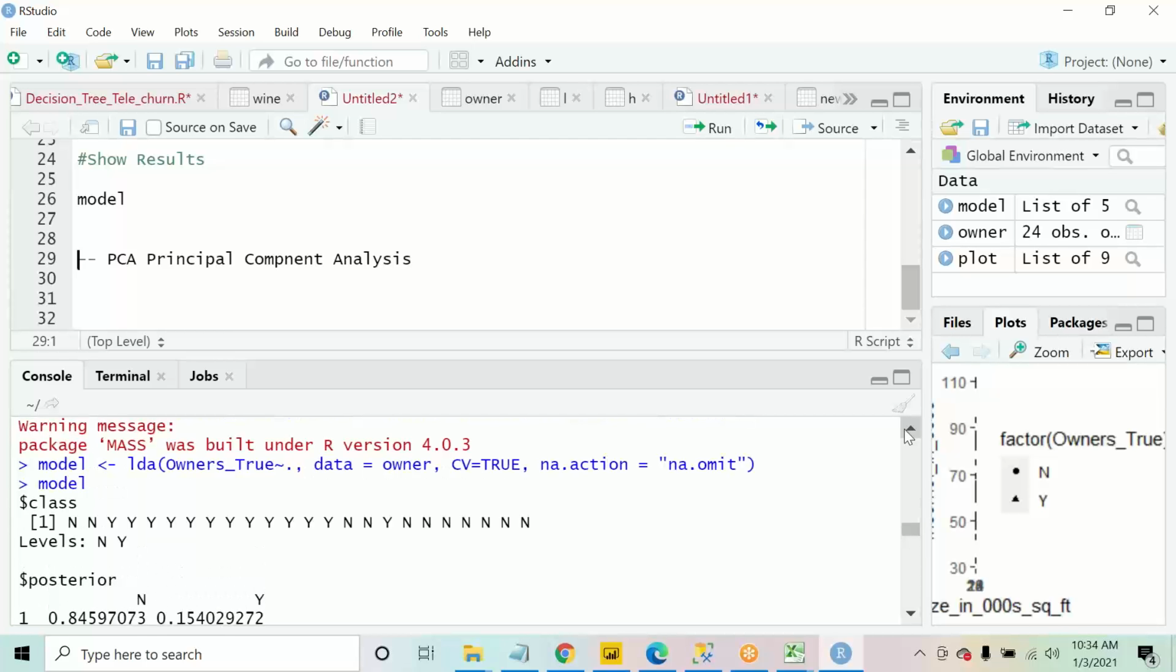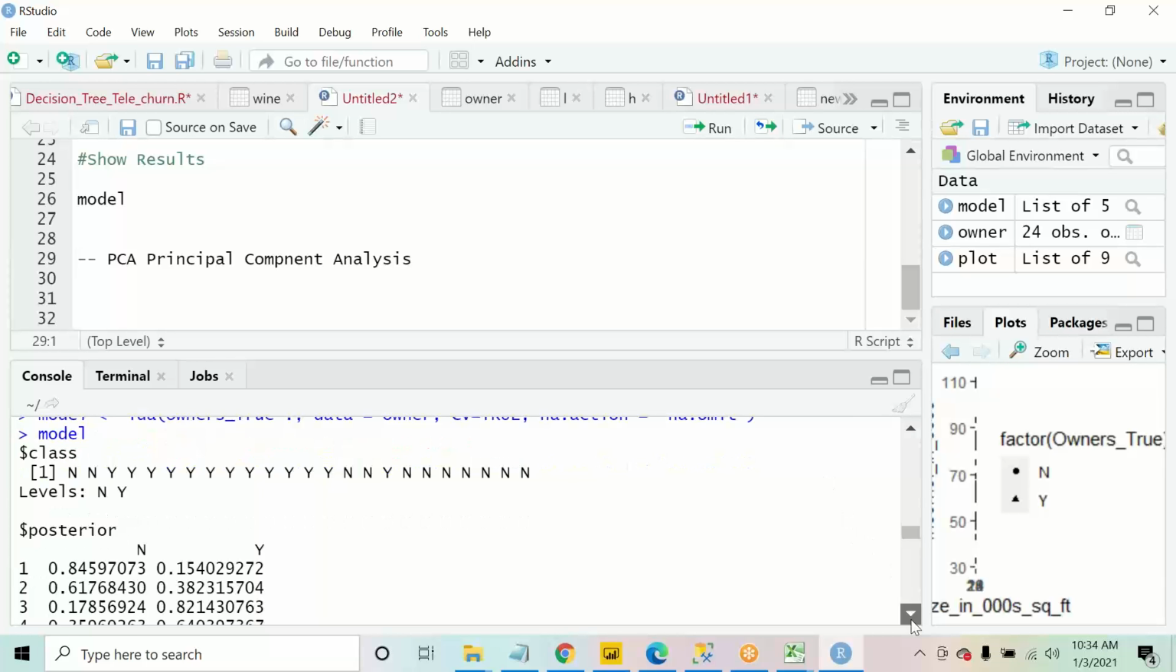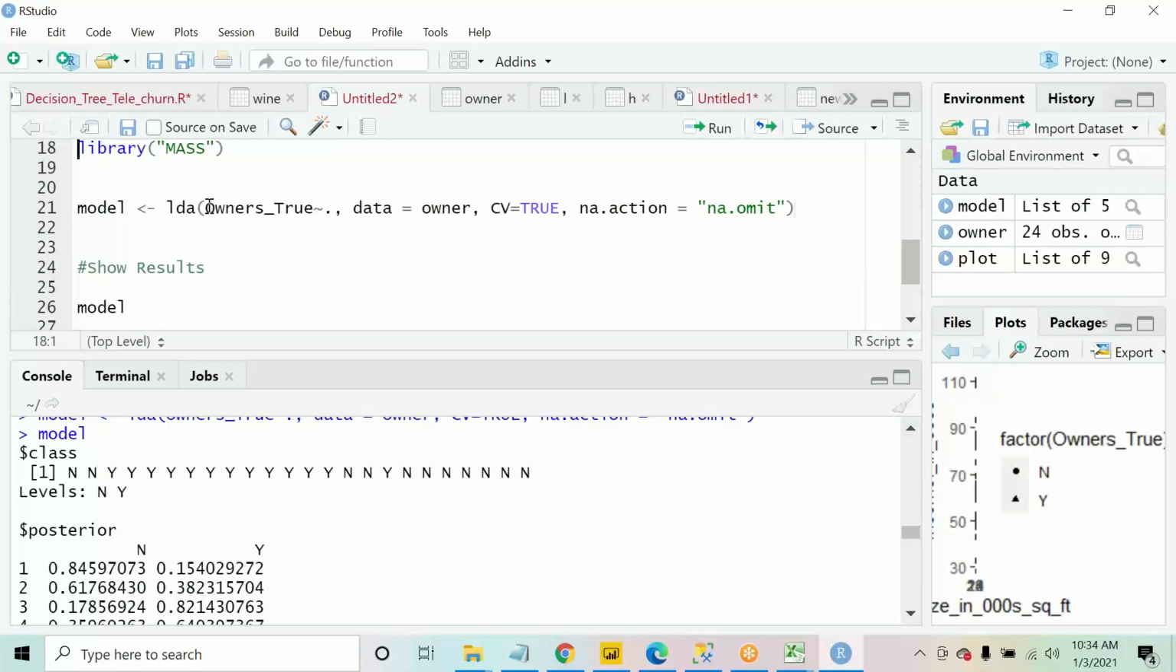So now this is how the output has been achieved over here. This is the variable class. Class means the thing that we were trying to predict, yes and no, right? That is called a classifier, because in the formula we have defined that owners true is my predictor variable, the target variable, and the rest are the predictor variables. So it is able to pick up that this is my classifier. So we have two levels, n and y.